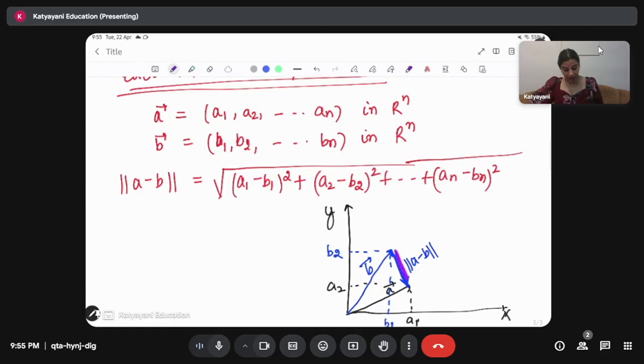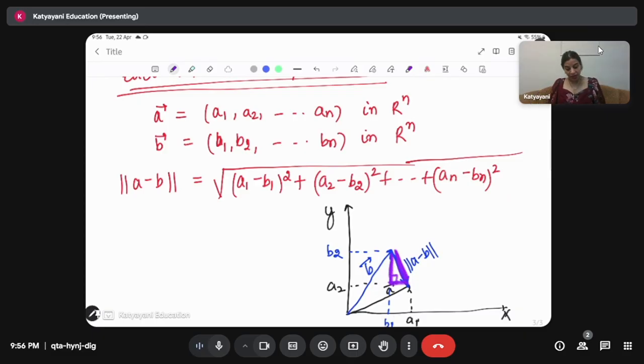अब you can see that again there is a triangle that is building up here, a right angle triangle, right? I can again find out the length of the hypotenuse by adding the perpendicular square and base square and then taking a square root, right? Now what is the perpendicular here? It is A2 minus B2, you can see here. So this perpendicular is A2 minus B2 and the base is A1 minus B1, right?